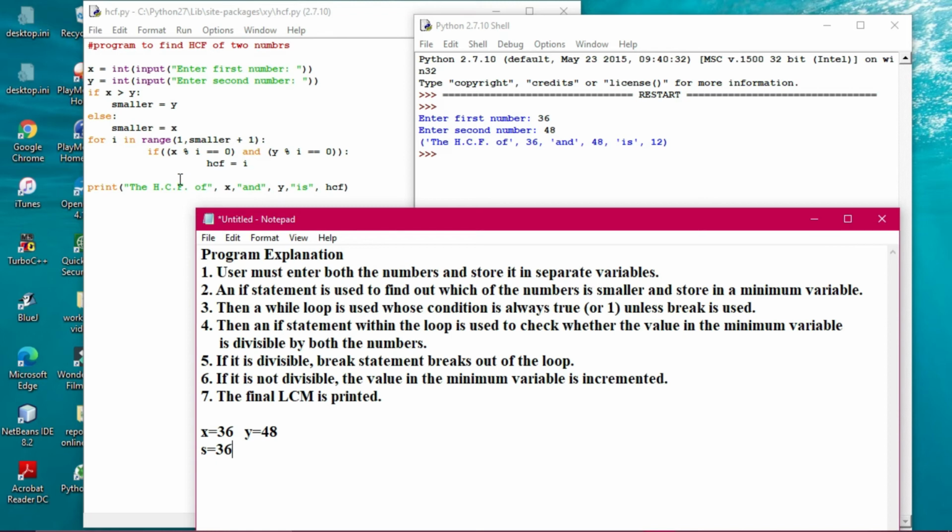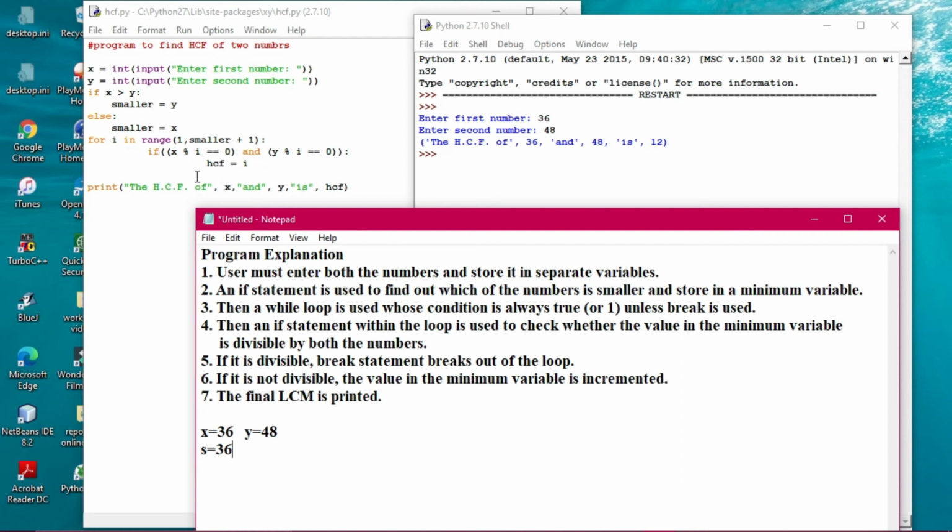All right, now what is happening? The loop will run from 1 to 36, but if we had taken only smaller, then what would happen? In that case the loop would iterate from 1 to 35. Okay, that's why smaller plus 1 has been taken.